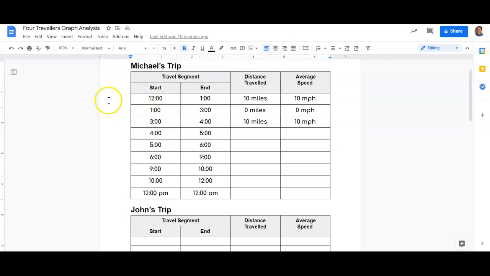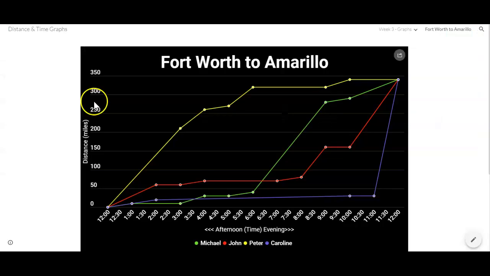We're going to use the website, which has an embedded distance and time graph. It says Fort Worth to Amarillo. On here, I've got the miles traveled, and I have the time. Afternoon is over here, evening is over here, which means this is noon, 12 p.m., and this is midnight, 12 a.m. And so that's the time.